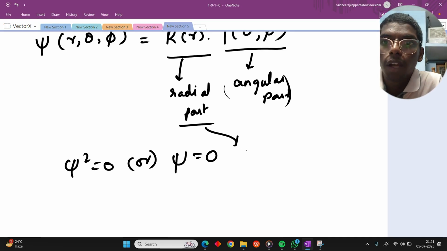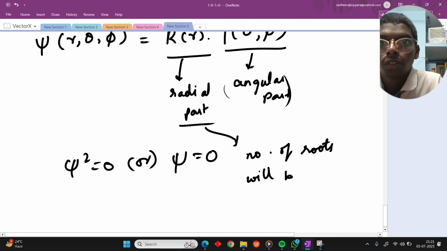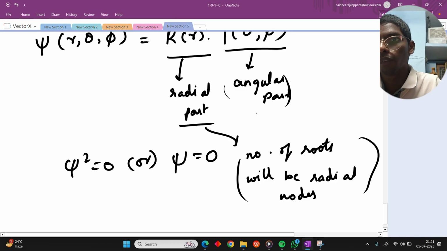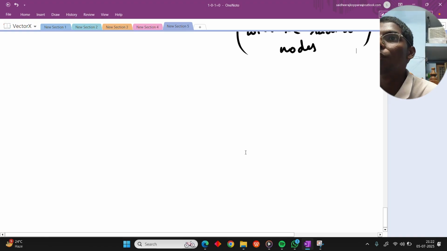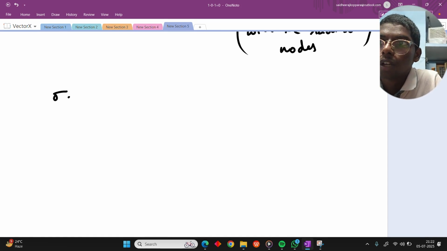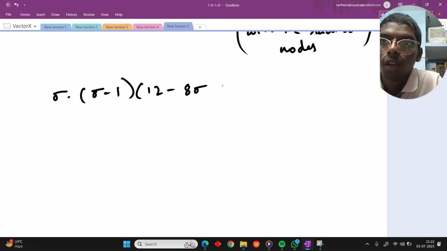While solving your radial part, the number of roots will be your number of radial nodes. If you solve the above equation, it's sigma times (sigma minus 1) times (12 minus 8 sigma plus sigma square). This part should be equal to 0.